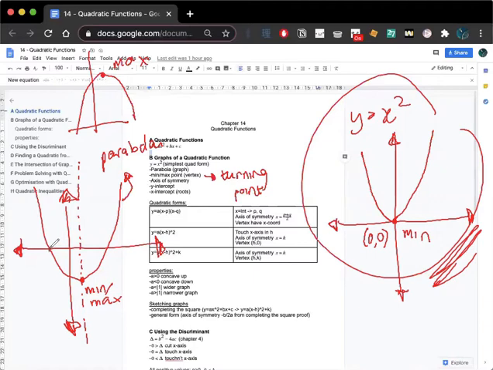And then you also have the x-intercepts. The x-intercept lies on the x-axis, and usually these are the points where you find the roots of the quadratic equation. For example, if you have x minus q, x minus p, then the points here would be q and p. And then last but not least, we have the y-intercept. The y-intercept is the point that intersects the y-axis.